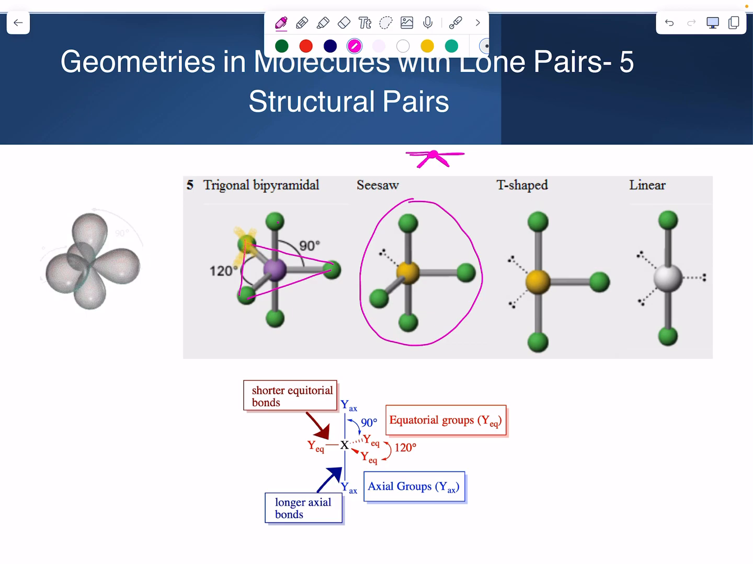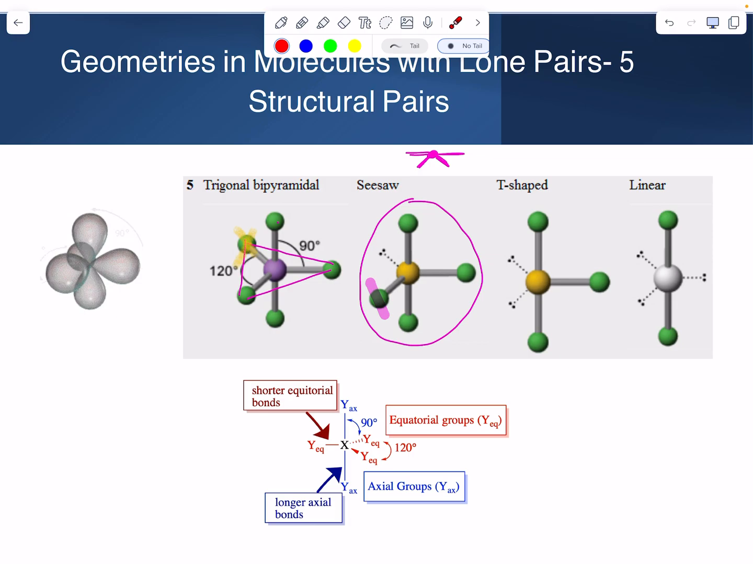Then again, if we have another lone pair, imagine that one's not there, and now what we get is a T shape. In all these cases, the angles in these molecules with lone pairs are going to be a little smaller than the 90 and the 120 that you see when you don't have lone pairs. And then finally, if you have 3 lone pairs on your central atom, you get the linear geometry.